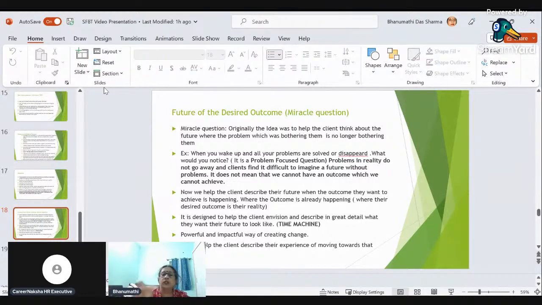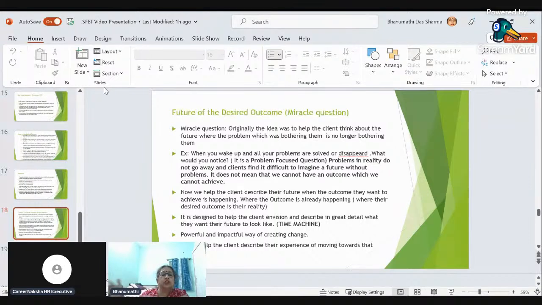Now what is done is, we don't ask this question. We help the client describe their future when the outcome they want is achieved, or is a reality. The outcome is already happening. Like, when you wake up tomorrow and you see that your desired outcome is a reality. It is designed to help the client envision and describe in great detail what they want their future to look like. A time machine. Suppose it is 2023 now, and in 2030 all your desired outcomes are a reality, and now you are transported to 2030. What difference will it make?